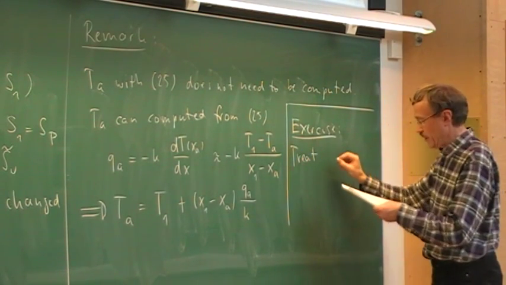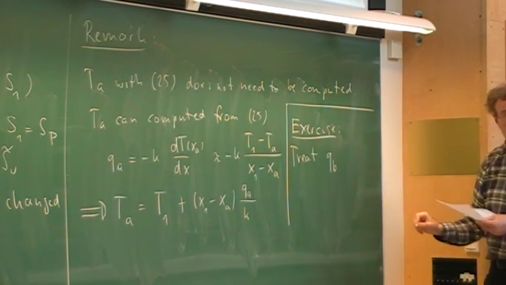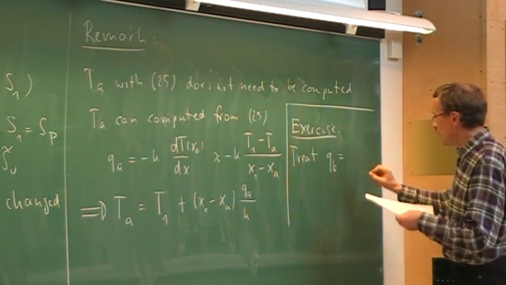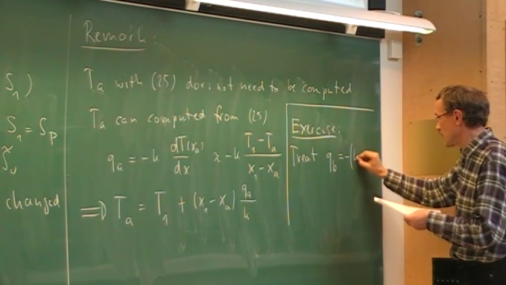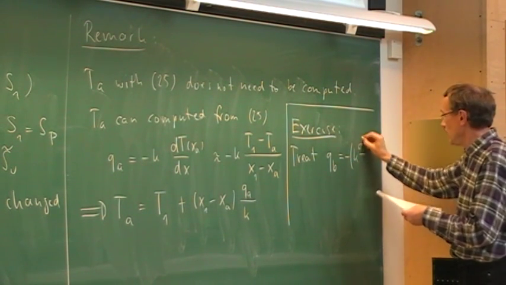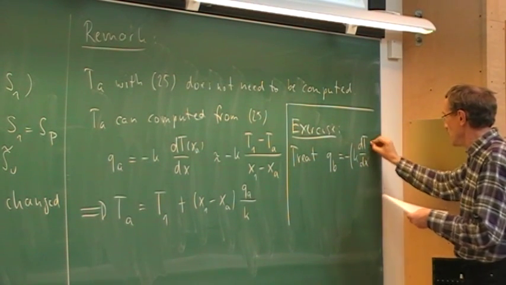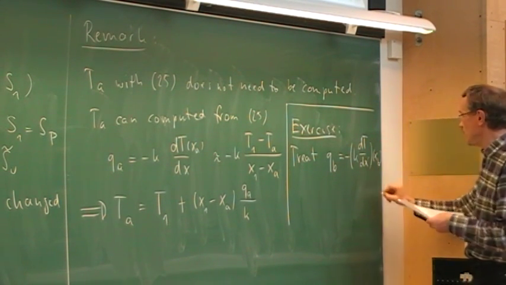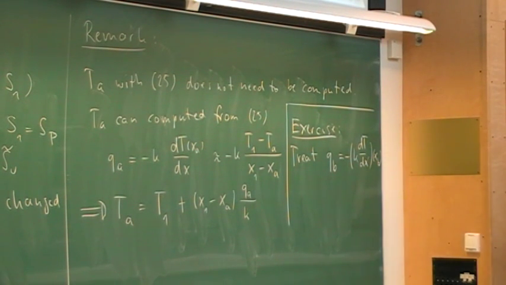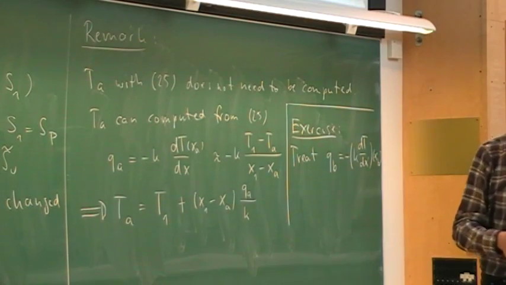Treat the boundary condition at the right boundary, QB, where the heat flux is given at the right boundary, so minus K, thermal conductivity, dT/dx is given at the right boundary xB. Treat that with the same approach so that you can see how the last row of the system of equations is changed compared to the Dirichlet boundary condition. That was number 20 that we discussed. You will get something similar.